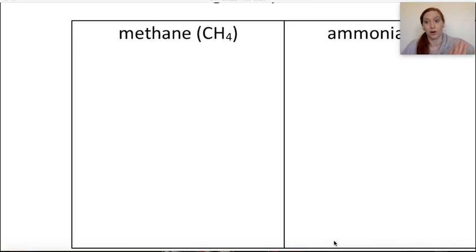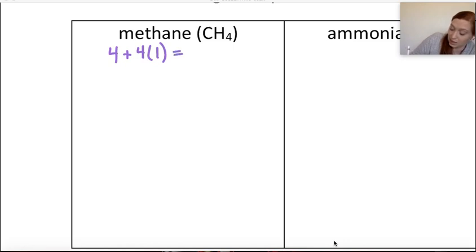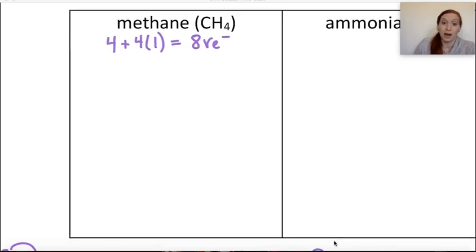Methane, CH4. We're going to start by adding up our total number of valence electrons. Looking at the periodic table, we can see that we have 4 valence electrons for carbon, and each hydrogen has 1 valence electron, and that's going to give me a total of 8 valence electrons to use. Can't use any more, can't use any less, I have to use all 8. Now based on what I have in my formula, there's only 1 carbon, so it's going to need to go in the center, or be our central atom.